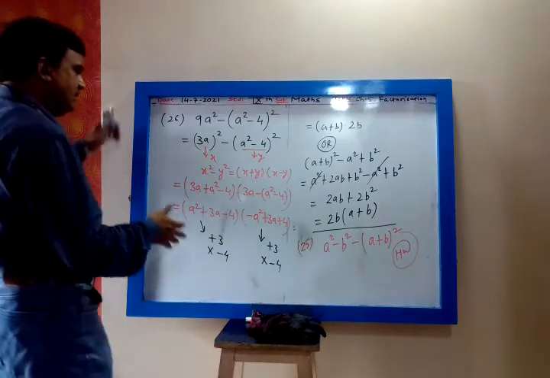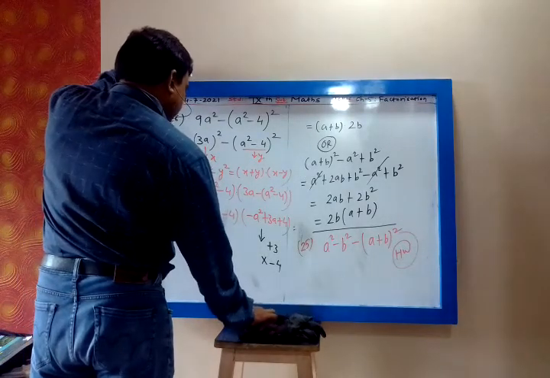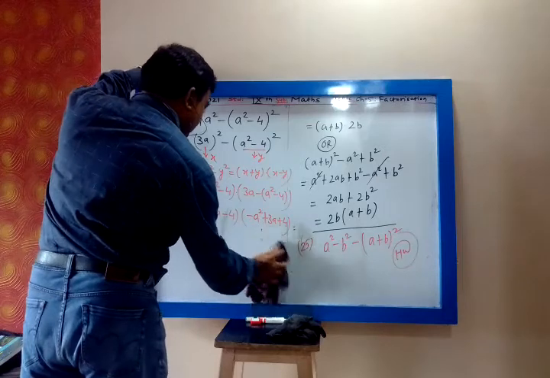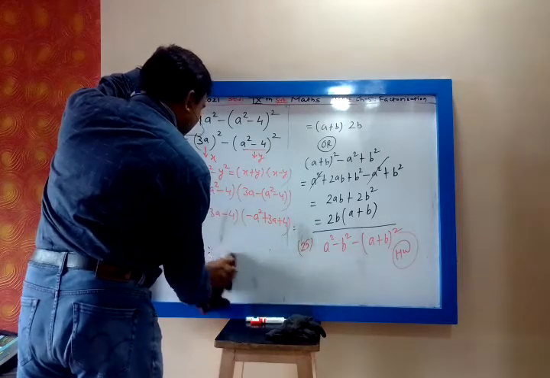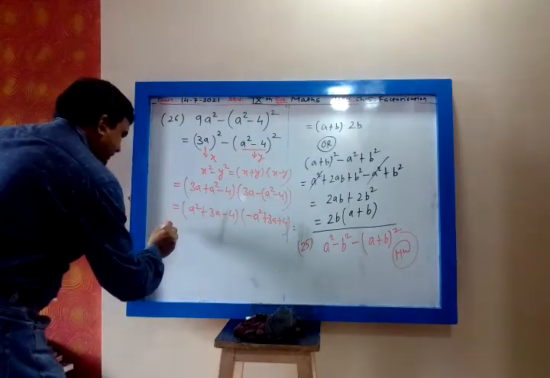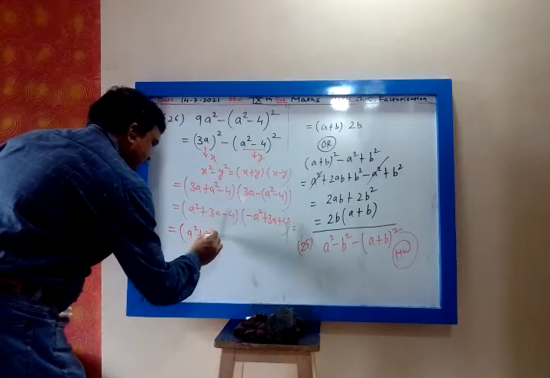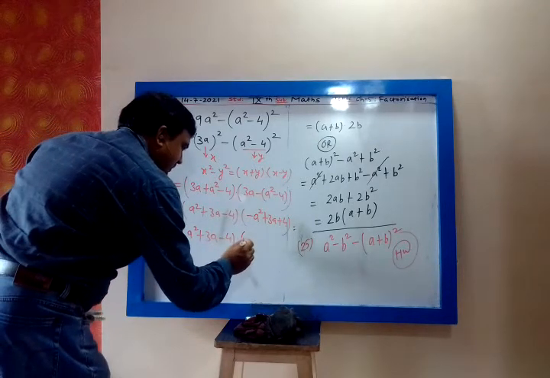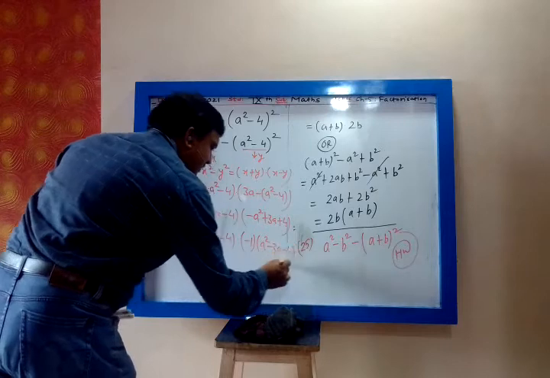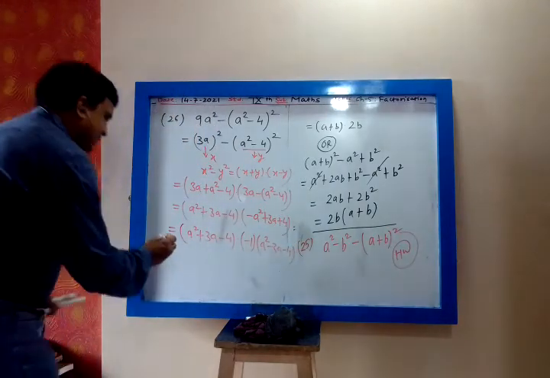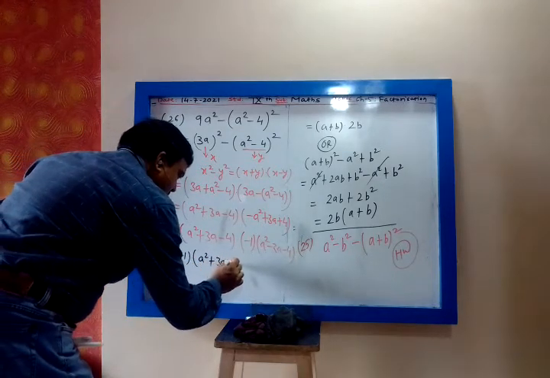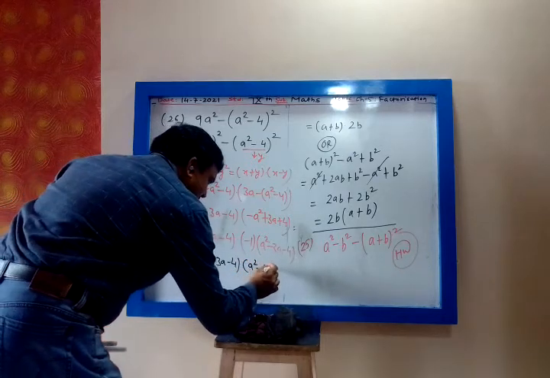Okay. We can do one thing, see this. In the second one I can take minus common, minus outside. So this becomes (a square plus 3a minus 4), and this will be minus 1 into (a square minus 3a minus 4). So this will be minus 1 into (a square plus 3a minus 4) into (a square minus 3a minus 4).